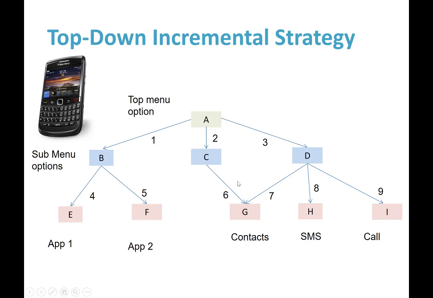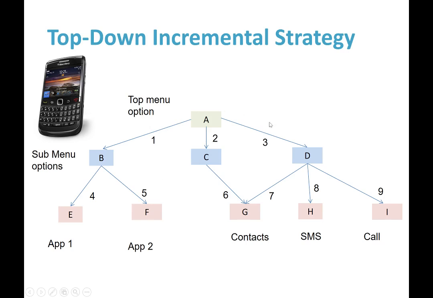So from a top-down approach, we would have the top-level homepage completed, and then our first test would look as follows: from the homepage, can I get to submenu B? Second test, from the homepage, can I get to submenu C? And same thing for D. So we're building it up incrementally, starting from the top level and working our way down towards the applications.